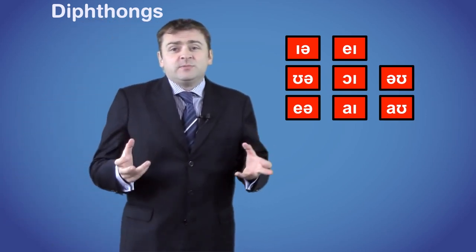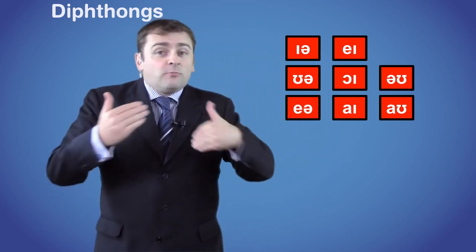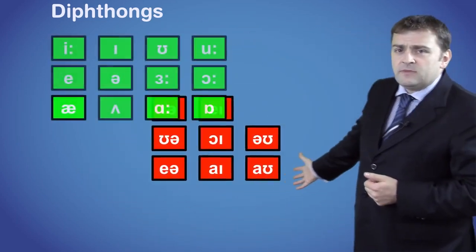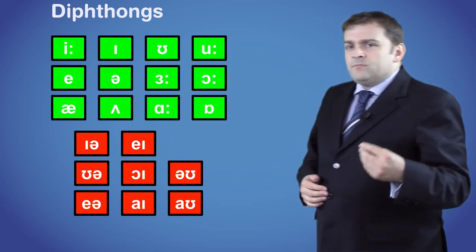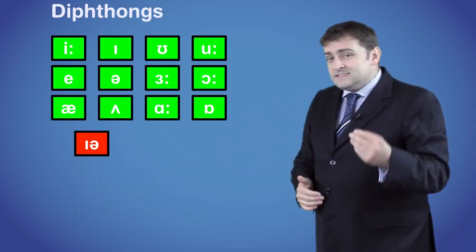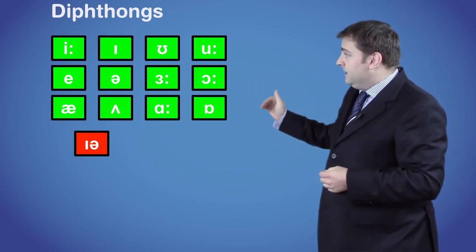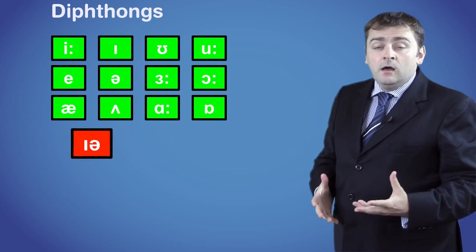Remember that the key to pronunciation is physical, and that diphthongs are a combination of 2 sounds. So your mouth will change position as you say the sound. Let's look at the monophthongs again so you can see what I mean. First of all, let's look at ear. This is a combination of I and schwa, but it's pronounced within 1 syllable, ear.